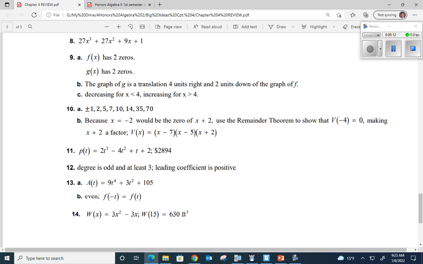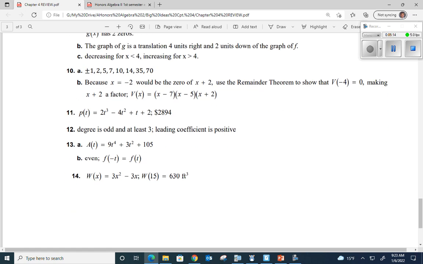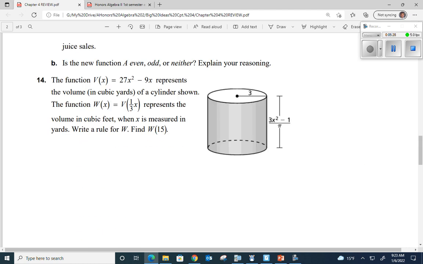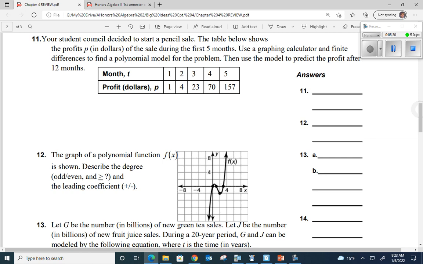What am I talking about? I need the factors. I don't want to see 7, 5, and -2. I need this. I need the factors. Follow the directions. Answer the question I'm asking. Okay? The thing I've received the most questions on has been number 11. People have been looking at number 11, and they have been saying, well, I don't understand how I use the graphing calculator and finite differences together.